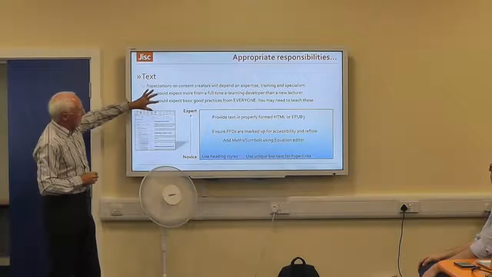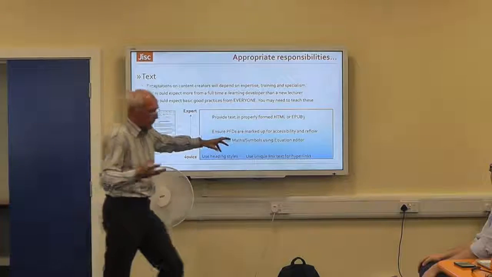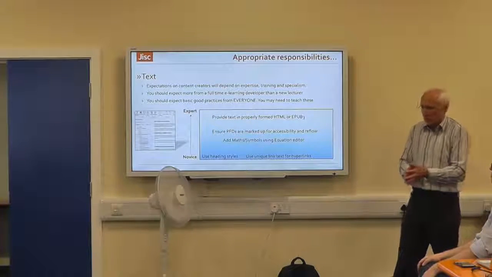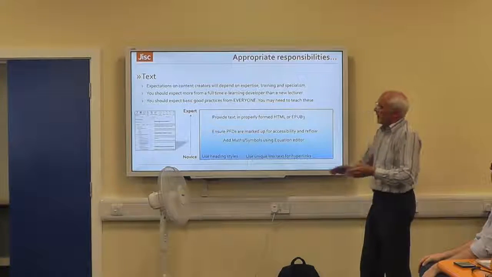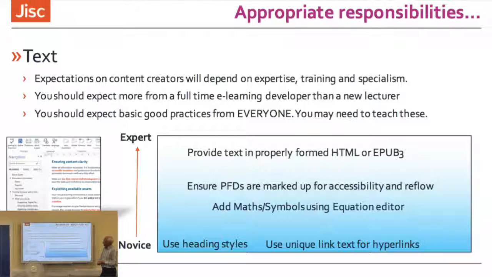What I've got here is, again, there's nothing absolutely set in stone about this. These are negotiable, but they are things that need to be negotiated intelligently. If you're talking about text, I would say that somebody that is an expert content creator, so somebody that is paid to create content, they're not paid to stand in front of a group of students, I would have very different expectations from them. I would expect text to be ideally in highly accessible format, you know, HTML or EPUB 3, or if that's just not the format that you're using for other reasons, make sure your PDFs are marked up for accessibility and reflow.